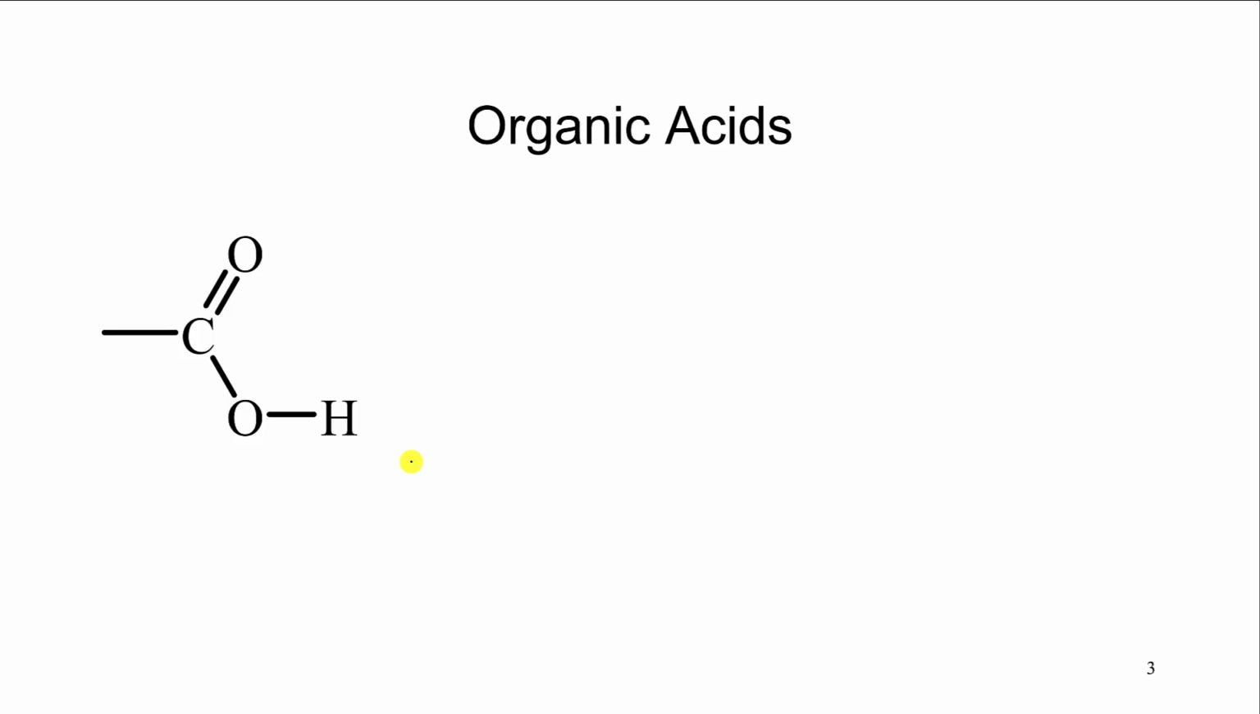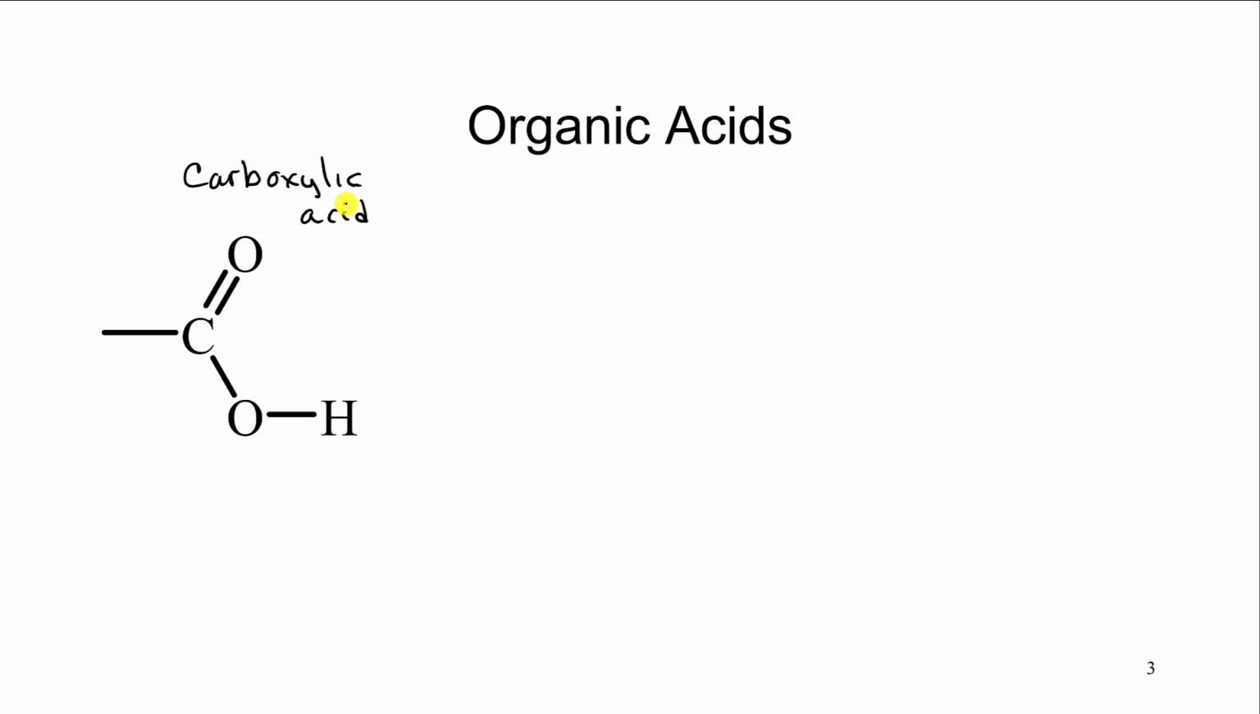I also want to point out organic acids. Organic acids have this structure. This is known as a carboxylic acid. This is by far the most common acid structure in organic chemistry, so I thought it would be worth showing.